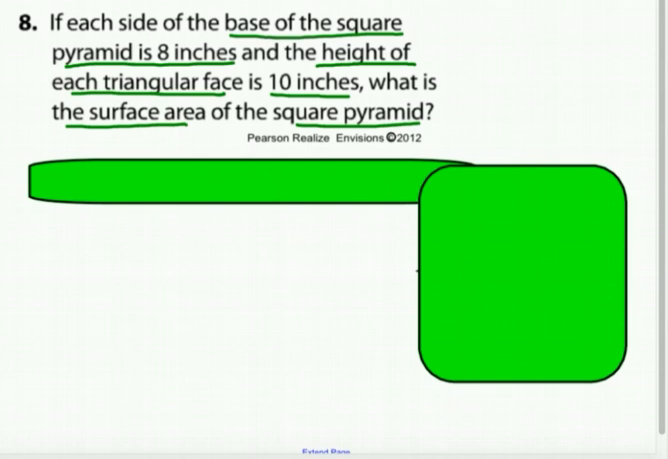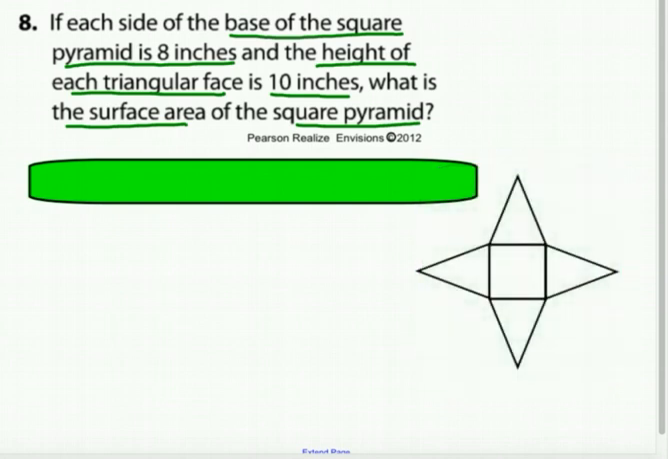Well, one of the things that I like to do is draw out the net right away. And what we know is the base of the square pyramid is going to be 8 by 8. So that's an 8 by 8 square. Okay? And then we know that the height of the triangle is going to be 10 inches. So now we can figure out the area of the triangle.